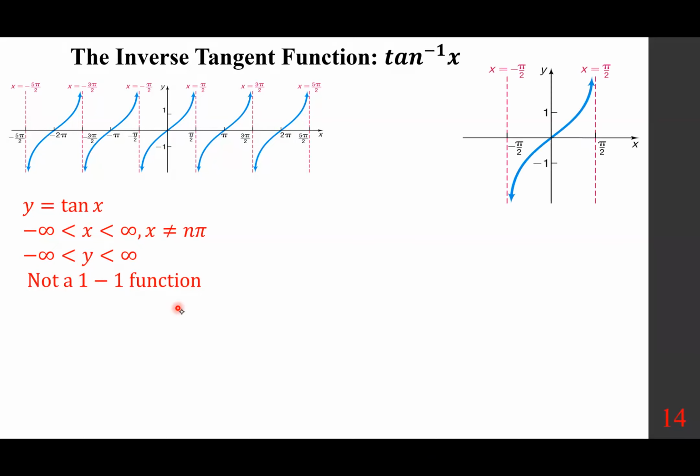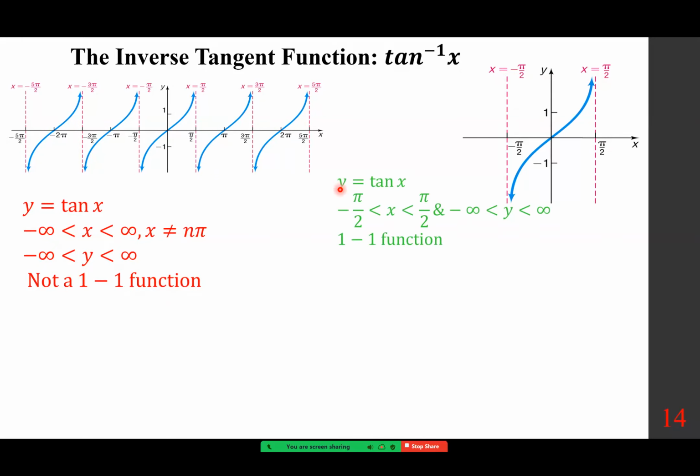So what do we do? We just look at a complete cycle from negative pi over 2 to pi over 2, just like the restriction for sine. Of course, the endpoints negative pi over 2 and pi over 2 are not included because those are vertical asymptotes and the function blows up to infinity here and negative infinity here. So here's how it works. Y equals tan x is between negative pi over 2 and pi over 2, that's the restriction. The range doesn't change, but now this function is a one-to-one function.